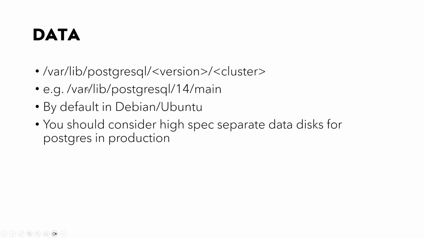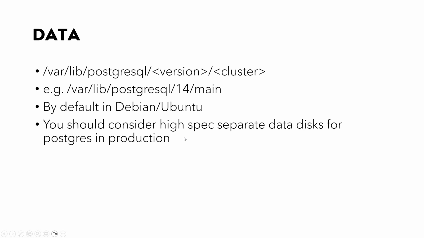So for example, in Ubuntu, /var/lib/postgresql/14/main is what you'll get by default. In Debian, you'll get 13, unless they've updated it recently. One thing just to note at this point is you should consider, if you're using this in production, using an SSD, a high caliber, high spec disk to put your Postgres data onto.